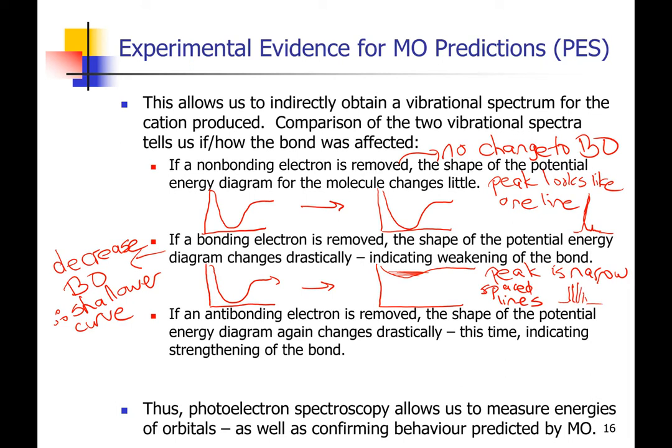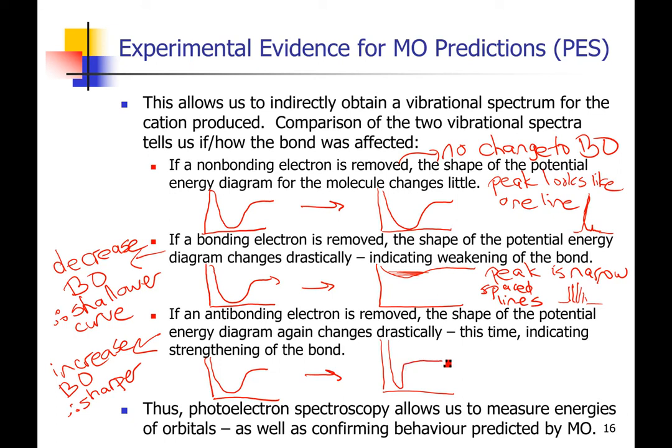On the other hand, if you eject an electron from an anti-bonding orbital, you increase the bond order. And if you increase the bond order, you get a sharper well, a deeper well, a curve in which the vibrational energy levels are more spread apart. So here we have my initial curve, hopefully looking kind of the same as the other ones did. And we're going to make something that has a really sharp energy well. I'm exaggerating for the purpose of my pictures communicating anything.